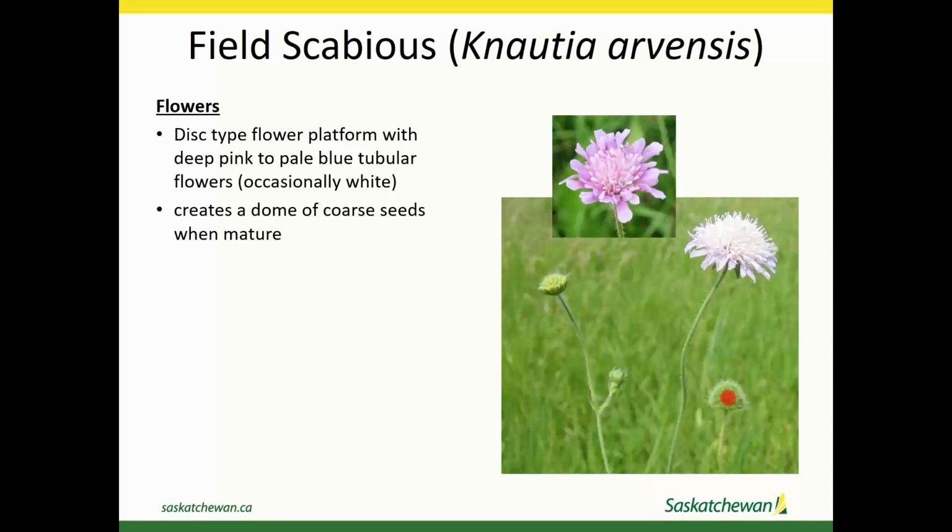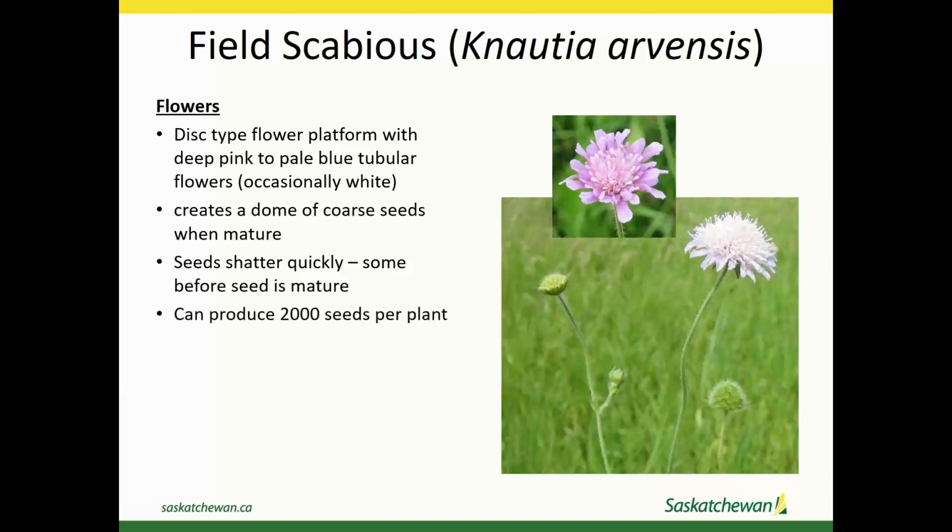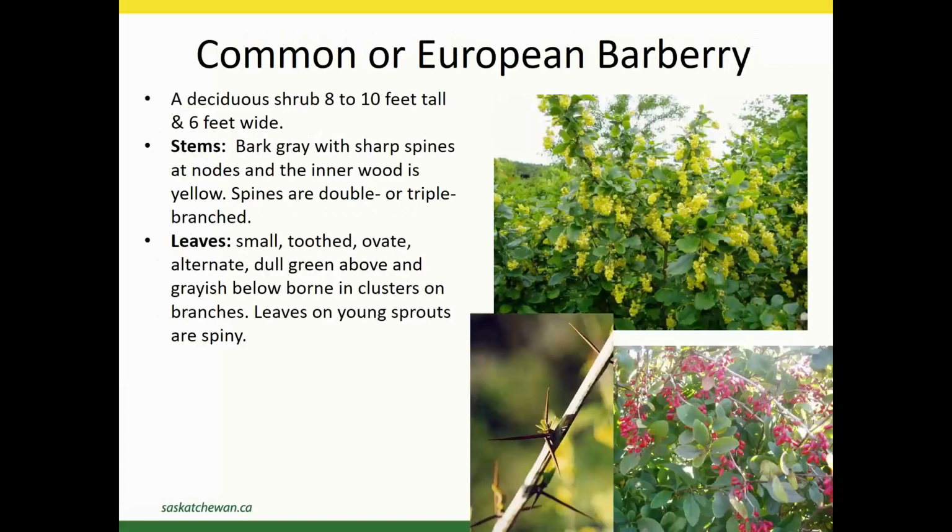Creates a dome of seeds, coarse seeds when it's mature, and these seeds shatter very easily even when they're still immature. So it's very difficult to collect seeds for the creation of additional plants. Generally, these plants can produce about 2,000 seeds per plant. So on the overall scale of many weeds, it's not very much, but because they tend to grow in fairly dense canopies, they can produce a lot of seed per unit area.